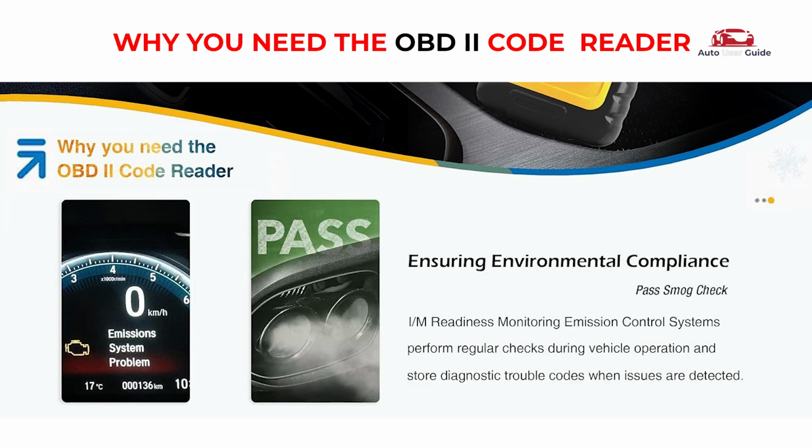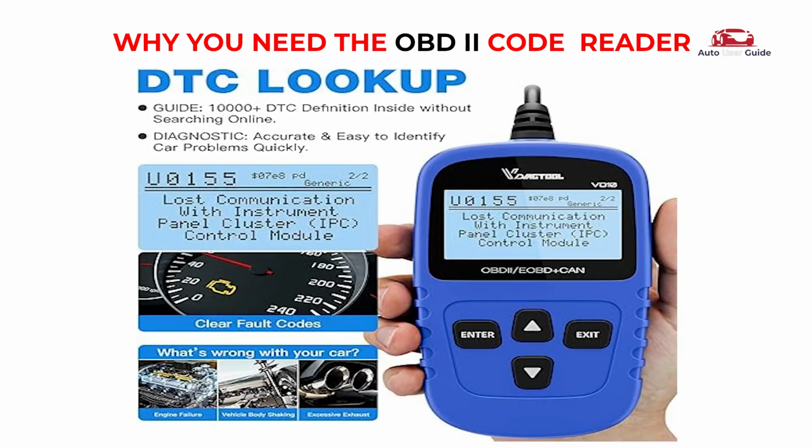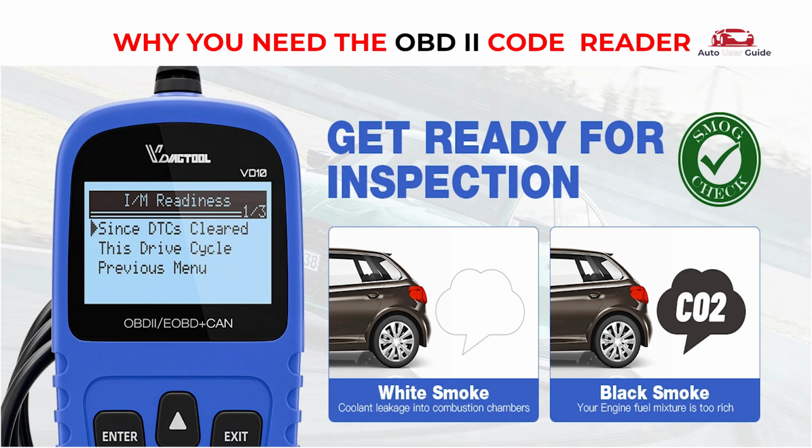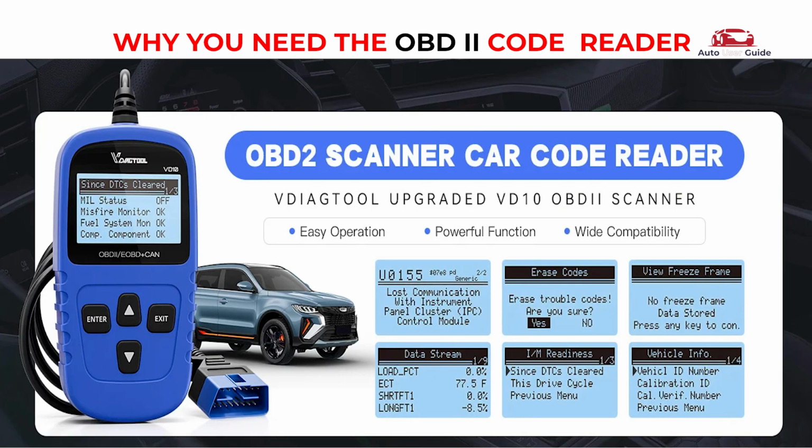I/M readiness monitoring emission control systems perform regular checks during vehicle operation and store diagnostic trouble codes when issues are detected. Quickly get the fault codes definition. No Google search. Quick emission inspections. Get ready for the annual smog check. View real-time data with engine on.